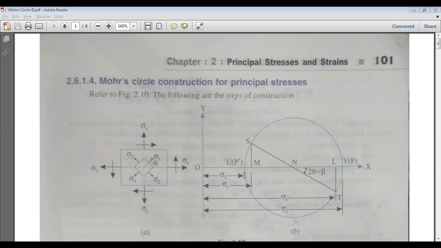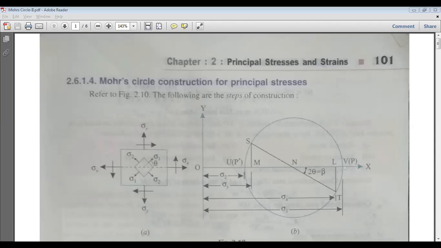Then we know sigma y. If sigma y is given as 30 meganewton per meter square, we'll be taking 30 mm or 3 centimeters from here to here. So this will be 30 mm, and now we have found two points, sigma x and sigma y. These are the two extremes, or two points on the diameter of this small circle.